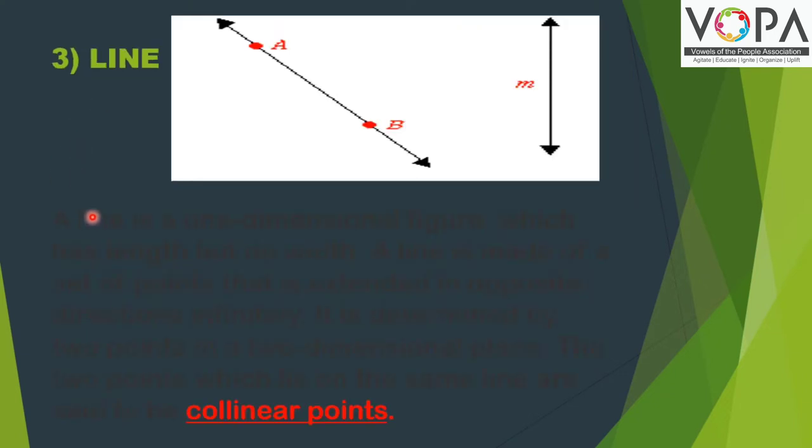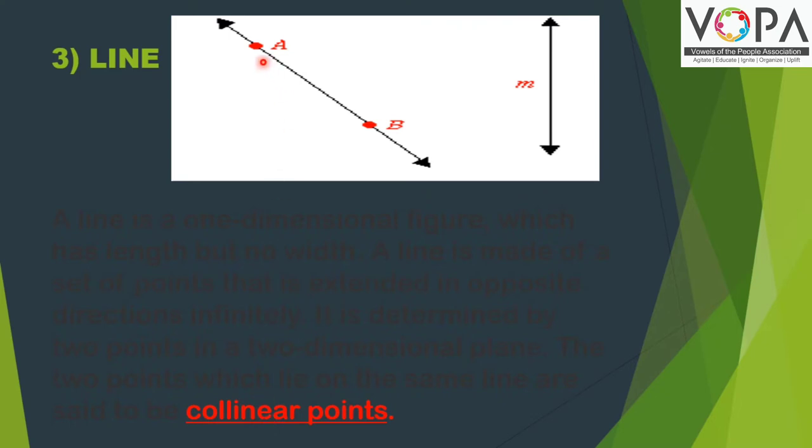Line. A line is a one-dimensional figure which has a length but no width. A line is made of a set of points that is extended in opposite directions infinitely. It is determined by two points in a two-dimensional plane. The two points which lie on the same line are said to be collinear points.